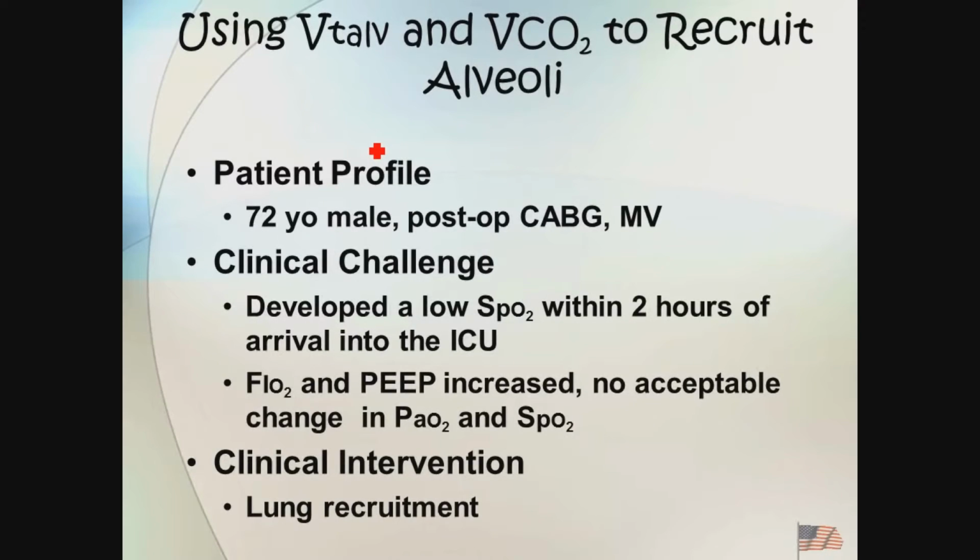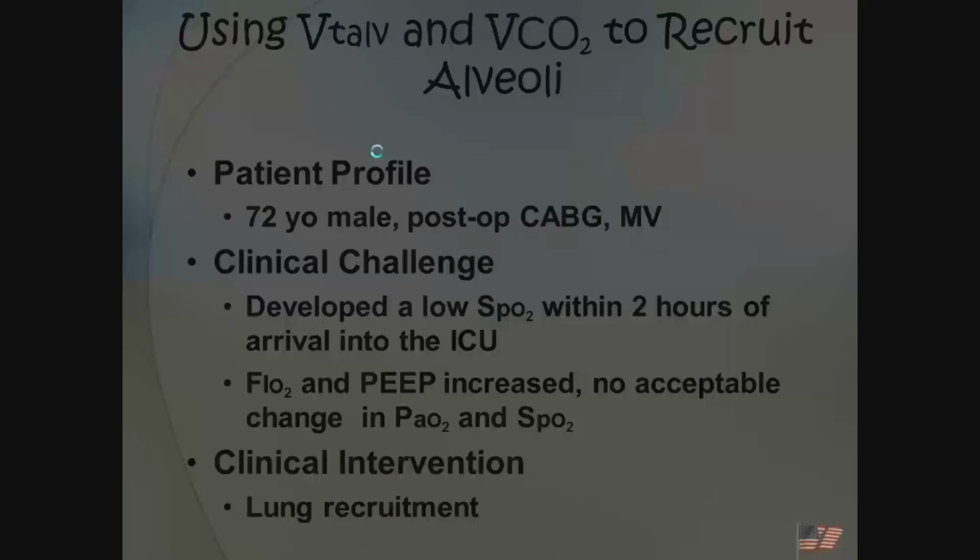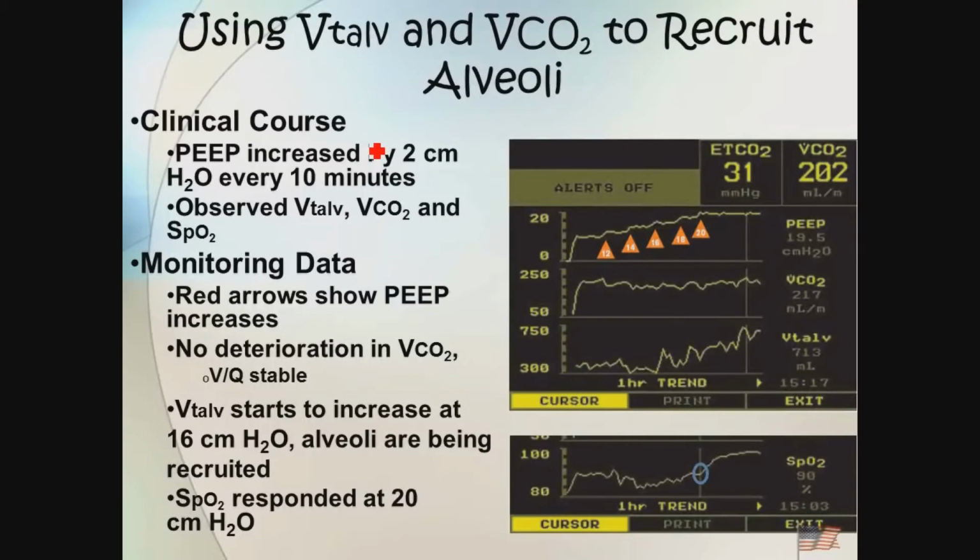They tried to increase the FiO2, which of course didn't work. They tried to increase the PEEP, which didn't help, and there weren't a whole lot of other processes going on. So they said, hey, let's re-recruit some alveoli in some fashion. What they did is they gradually increased the PEEP level: 12, 14, 16, 18, 20 of PEEP. Yowza. Okay. And they did this every 10 minutes, and they watched the alveolar volume, the VCO2, and the SpO2.